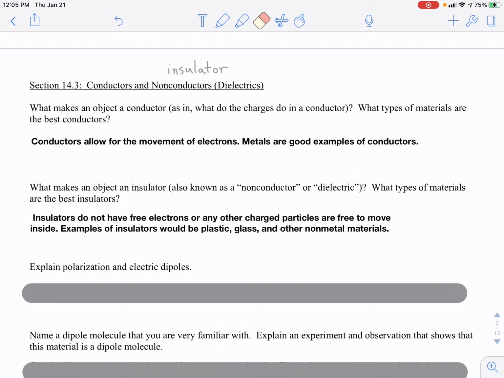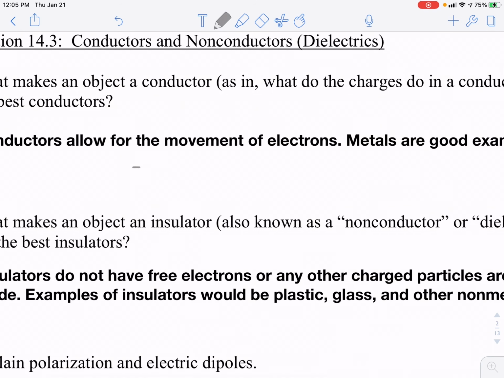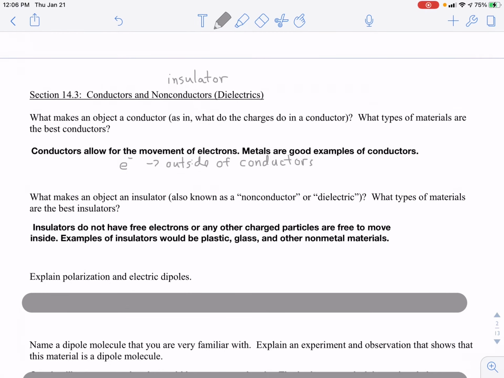Another thing to mention about conductors is that electrons, which we denote with the sign e minus, are found around the outside of conductors. So if you have a solid conducting material, the electrons are going to disperse themselves around the outside. They want to get as far apart from each other as possible.